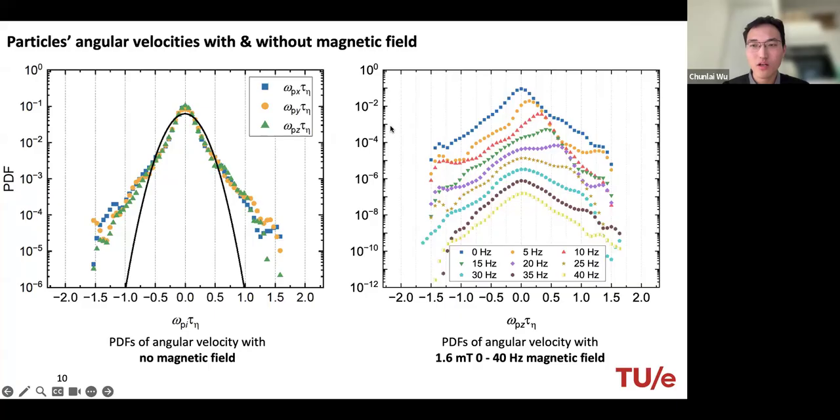Because in all the experiments we publish in this paper, we use a volume fraction under 0.2%. So in this case, we can say there's barely any interaction between particles. It's still staying in the one-way coupling regime.